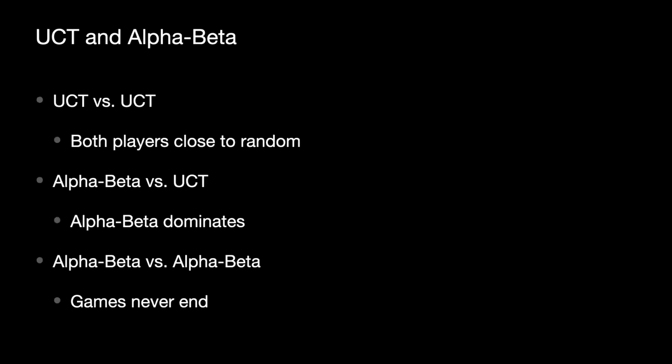When we do UCT versus UCT, it's basically equivalent to random versus random, except you waste a lot more computation time. When we do alpha beta versus UCT, alpha beta does look far enough ahead that it can exploit its very bad UCT opponent, so alpha beta will dominate. And with alpha beta versus alpha beta, the game basically never ends, because the capturing is also complicated.